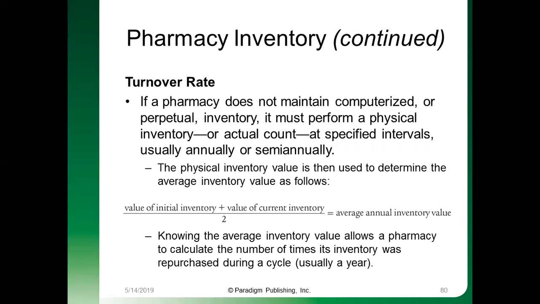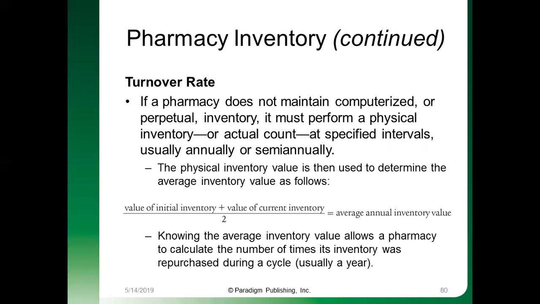The physical inventory value is then used to determine the average inventory value as follows. So the value of initial inventory plus the value of current inventory divided by 2 will give you the average annual inventory value. Knowing the average inventory value allows a pharmacy to calculate the number of times its inventory was repurchased during a cycle, usually a year.